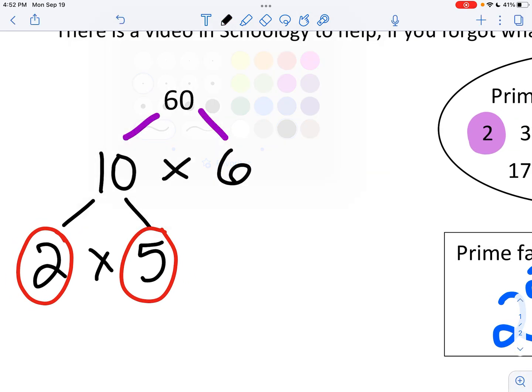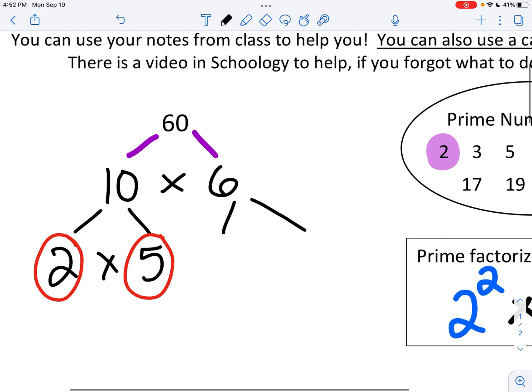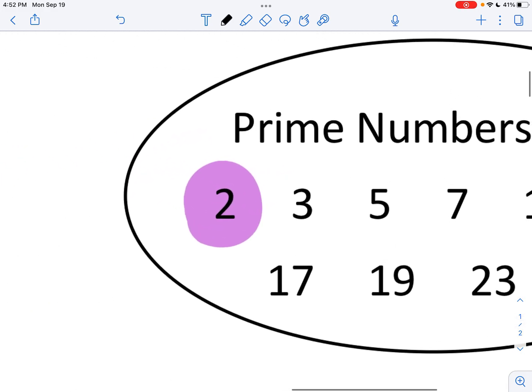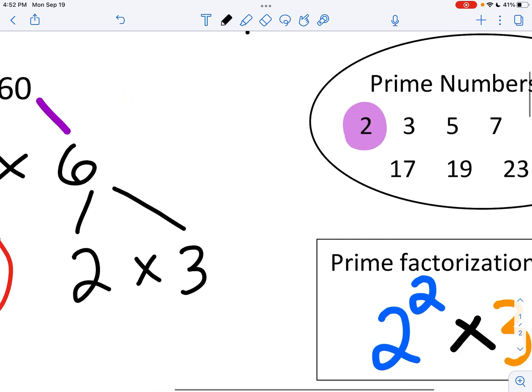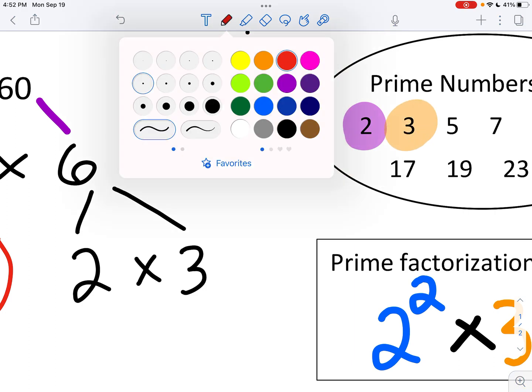Then I'm going to make some branches coming off the 6. And again, I see 2 is the smallest prime number. So I'm going to use 2. That's 2 times 3. And look at that. 3 is also a prime number. So I'm done, except I'm going to circle those.